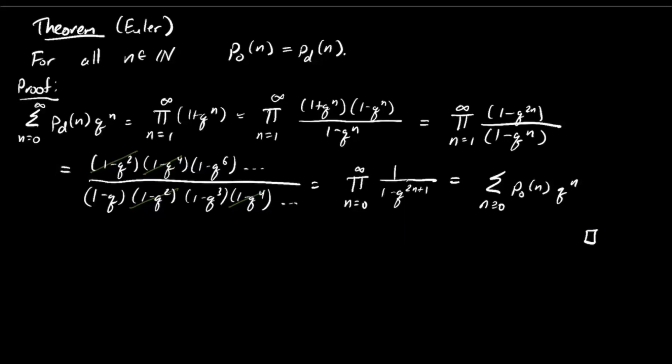The thing to notice here is that if the coefficients of q to the n are equal on both sides, then we get our theorem. If two power series are equal, that means the coefficients of each term are the same. So the coefficient of q to the n is the same on both sides, which means pd of n is equal to po of n. So this is again Euler's proof of this rather remarkable fact.